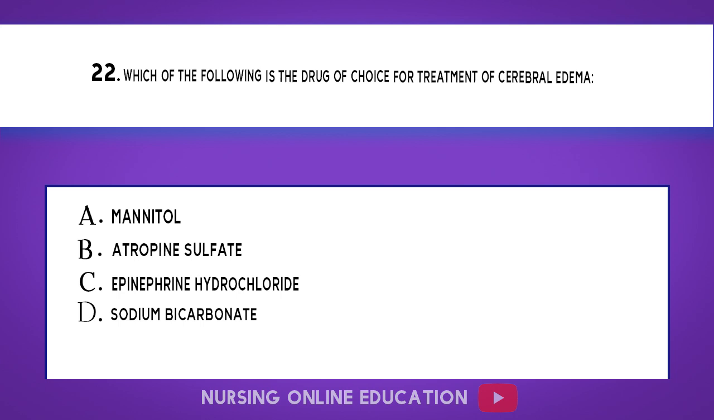22. Which of the following is the drug of choice for treatment of cerebral edema? A. Mannitol. B. Atropine sulfate. C. Epinephrine hydrochloride. D. Sodium bicarbonate. The answer is option A, mannitol.